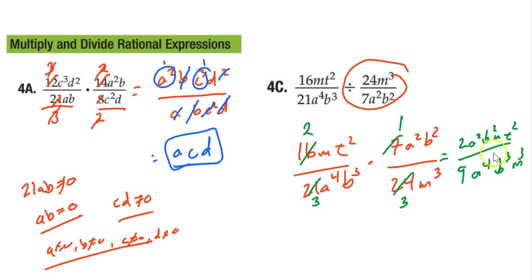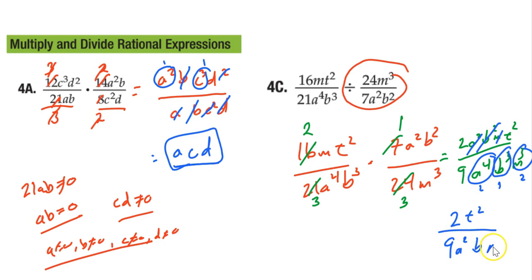cubed. I always think doing the variables by themselves is a lot easier. Because all you have to do is go, okay, which one has more? In this case, the a's, the bottom has more by 2. On the b's, the bottom has more by 1. The m's, the bottom has more by 2. And then there's only 1 t on top. Only t is on top. So on top I have 2t squared. On the bottom I have 9a squared b m squared.